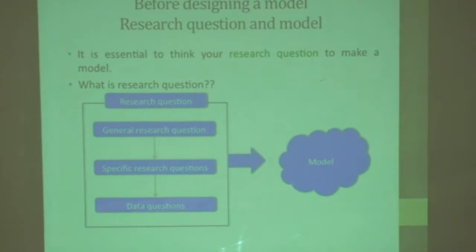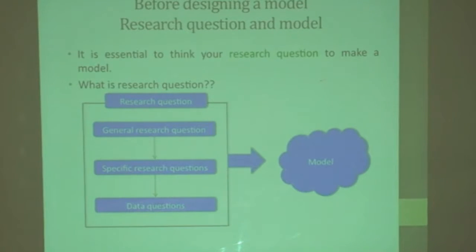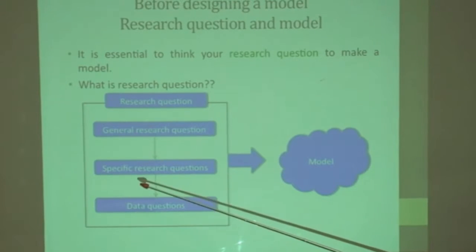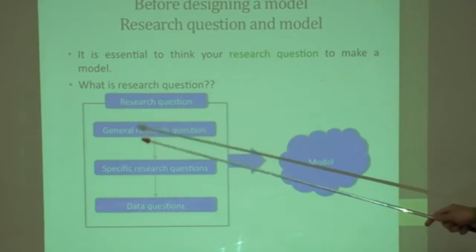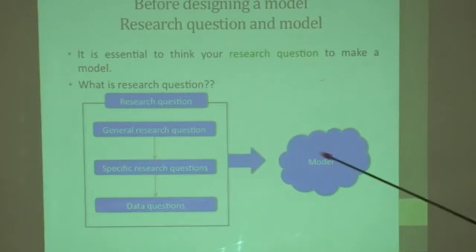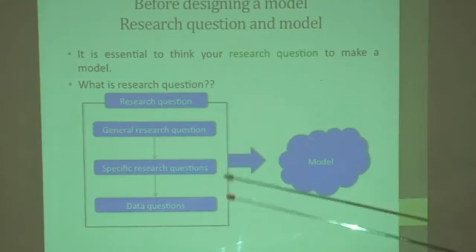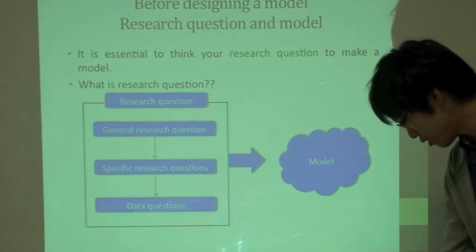First, I explain what we should do before designing a model. It is essential to think about your research question to make a model. What is a research question? A research question has 3 layers. First is the general research question, second is the specific research question, and third is data questions. Before making the model, you have to think about these research questions. I explain them in the next slide.